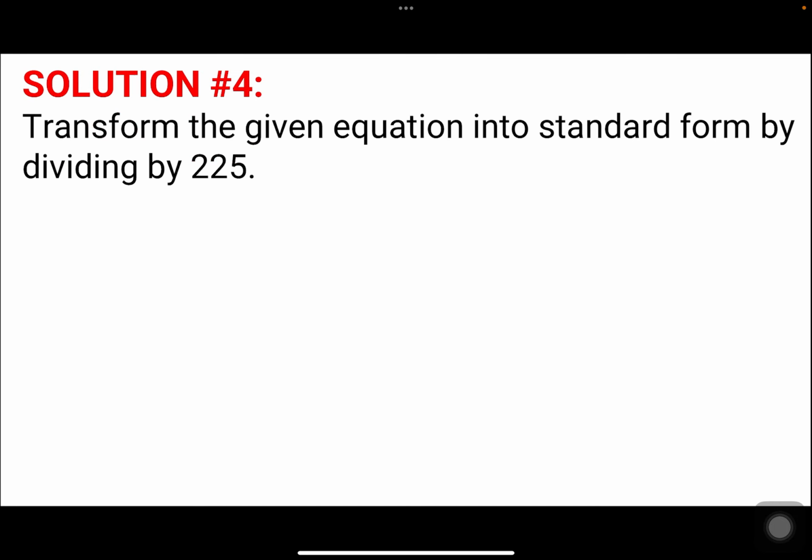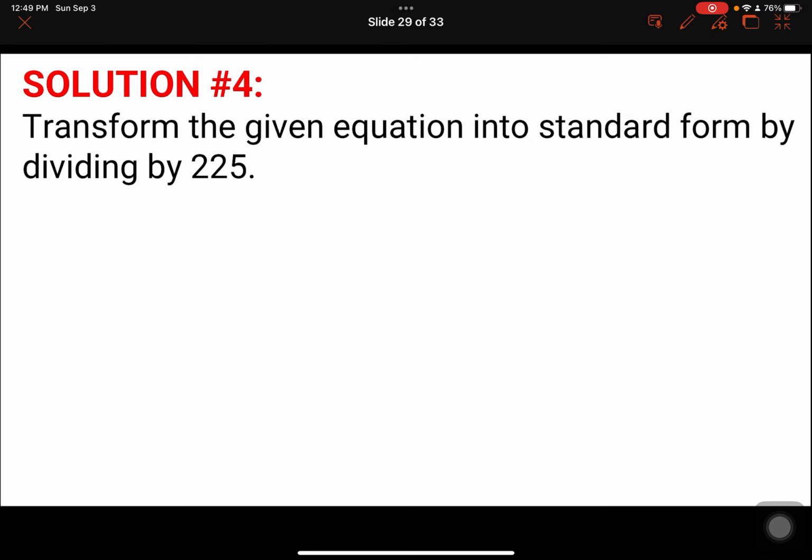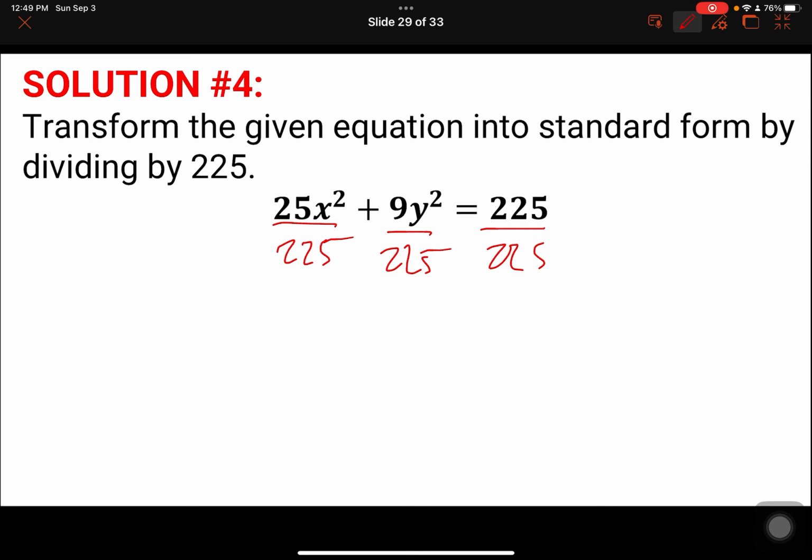So, we need to transform it to the standard form. So, divide natin sila para kay 225. So, pag dinivide natin yan para kay 225, let's use the pen. 225, 225, 225. So, ito magiging 1. So, 25 divided by 225, 9 yan. So, magiging x squared over 9 plus 9y squared over 225 is y squared over 25 is equal to 1.